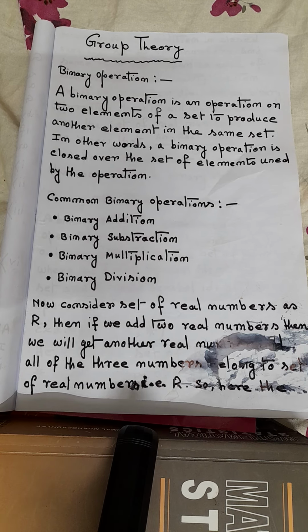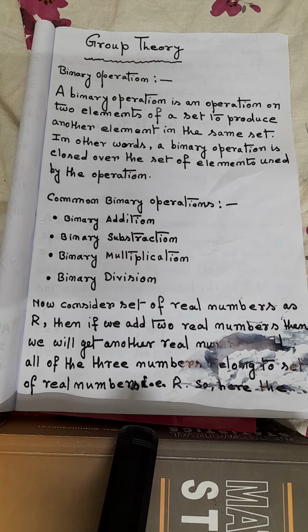So in the previous video we learned what a binary operation is. So what is a binary operation? A binary operation is an operation on two elements of a set to produce another element in the same set. In other words, a binary operation is closed over the set of elements used by the operation. What does that mean? I have given you the example. Let us suppose we have the set of real numbers, and consider addition as an operation.